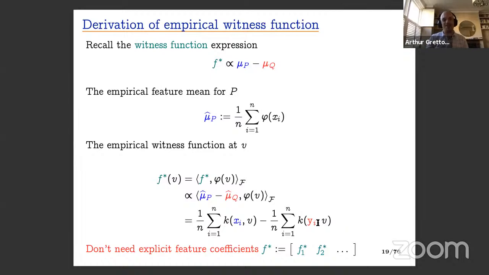So this is good news, because I can exploit the kernel trick. Because of the form of my witness function, I never need to worry about writing these infinite feature dictionaries. It's an RKHS function, but it's a nice function, which allows me to take advantage of this kernel representation of the function. Okay, so that's my witness function.